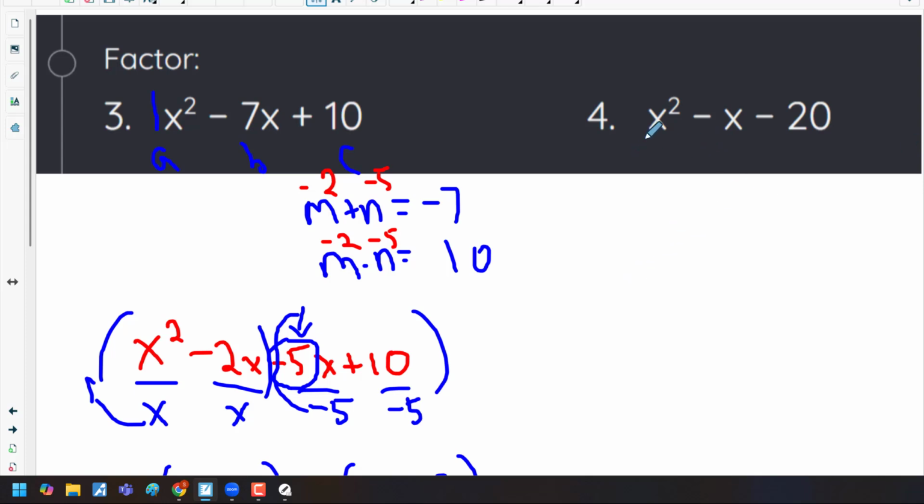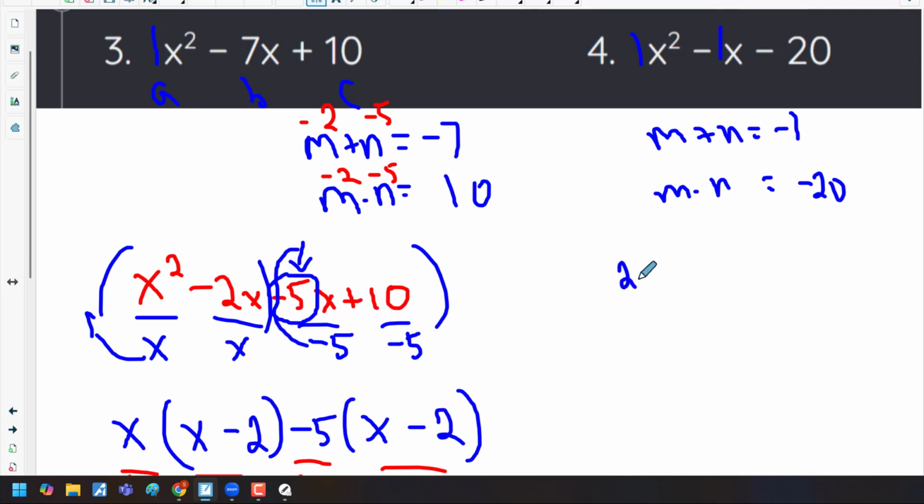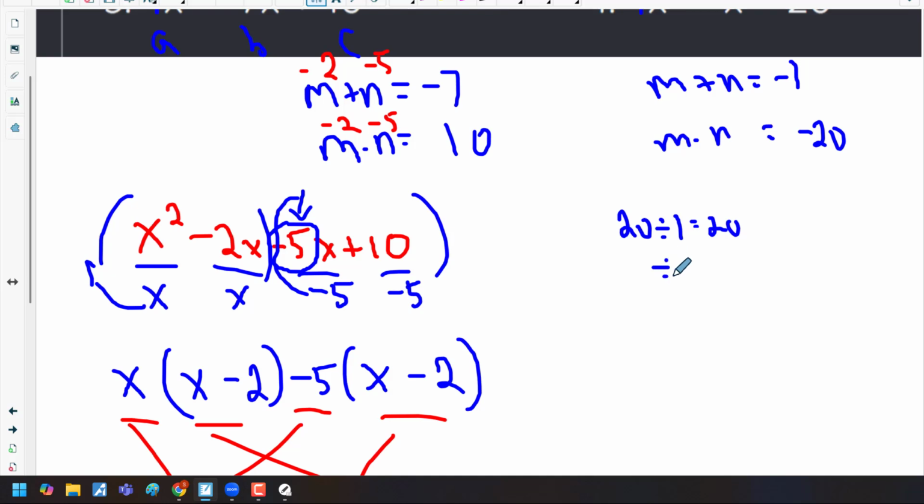Alright, here we have a 1 here and a 1 here. Don't forget that. So your b value is -1 and your c value is -20. So m plus n is equal to -1 and m times n is equal to -20. Now we're just going to take 20 divided by 1. We know it's 20. Divided by 2.